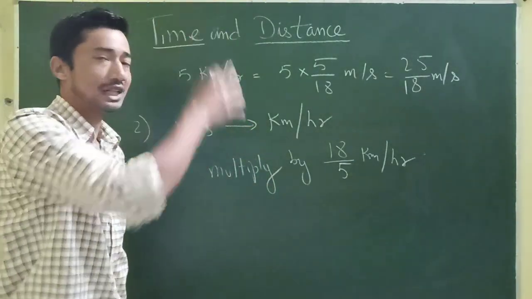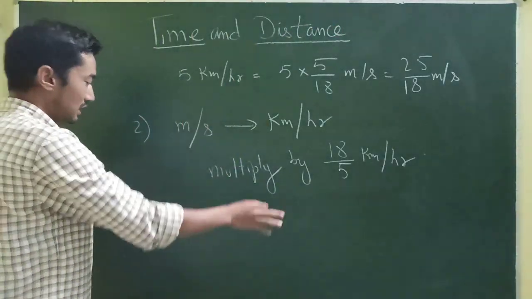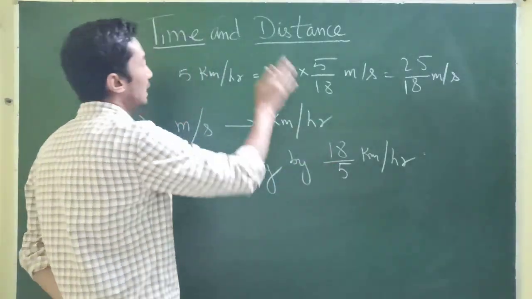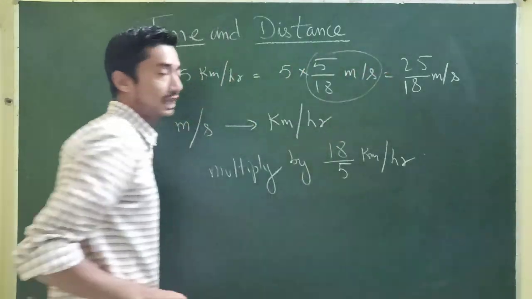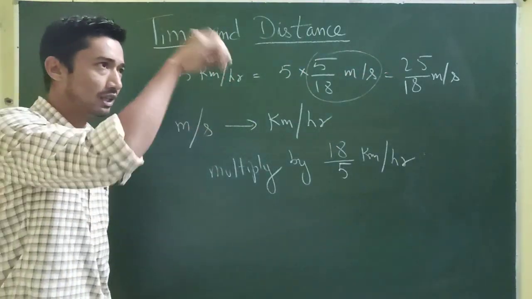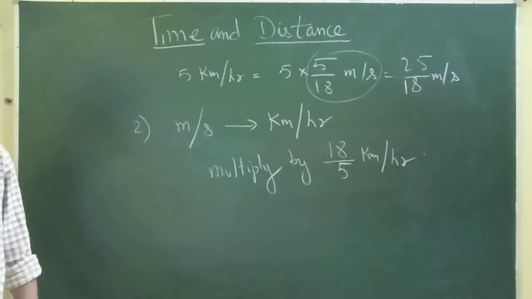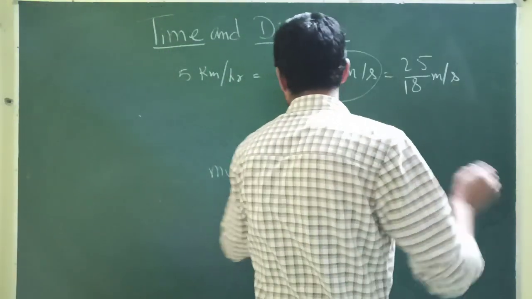So no need to do all those cancellations, 1000 and 60 seconds and all, no. Once again, meters per second to kilometers per hour, multiply by 18 by 5. Kilometers per hour to meters per second, you multiply by 5 by 18 directly. No need to write all those thousands, 60s and all those units. Okay, so I hope you have your pen and paper writing down all this.